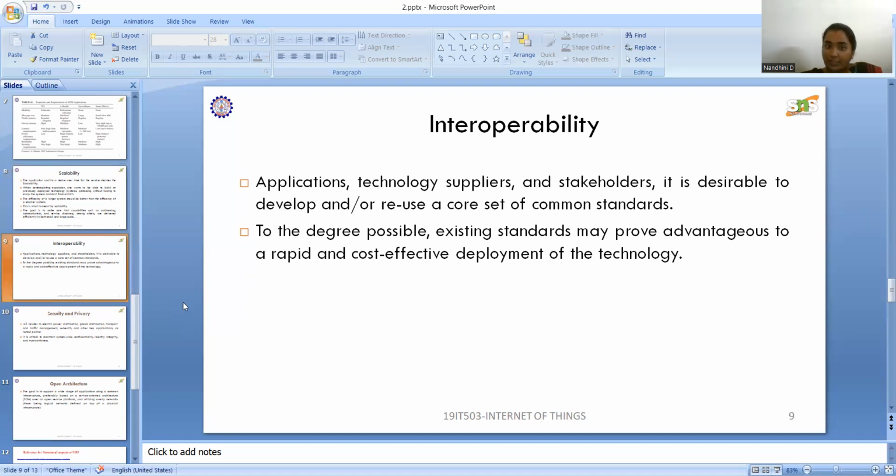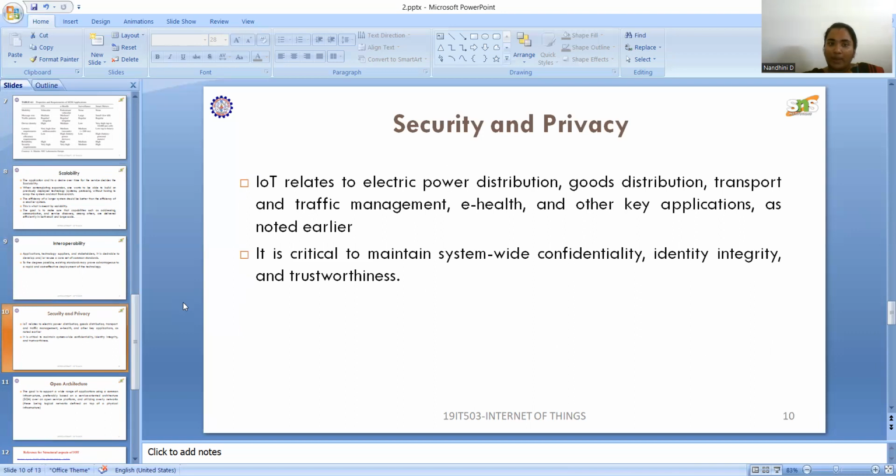Then interoperability. In application technologies, we supply to the stakeholders, which is used to develop a core set of common standards. Next, the possibility of extending standards may provide cost efficiency. Interoperability is mainly providing cost efficiency. Next one, security and privacy.